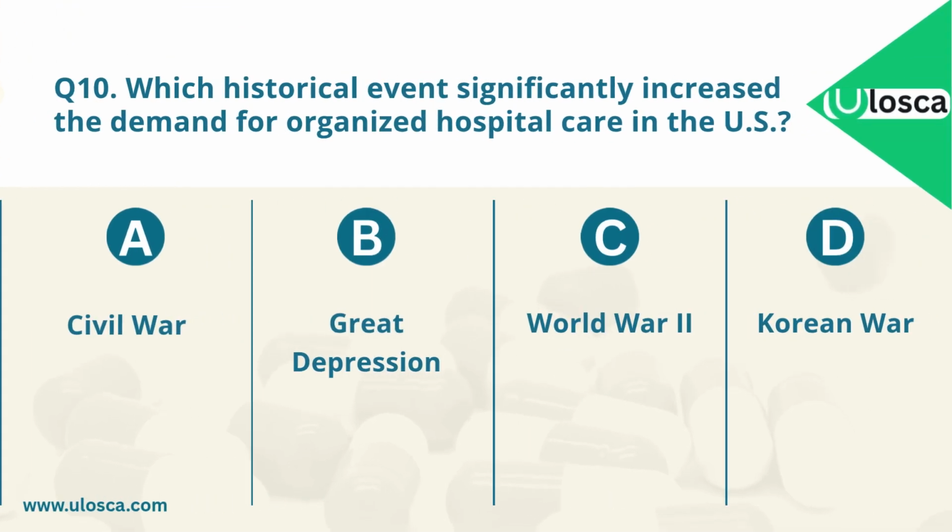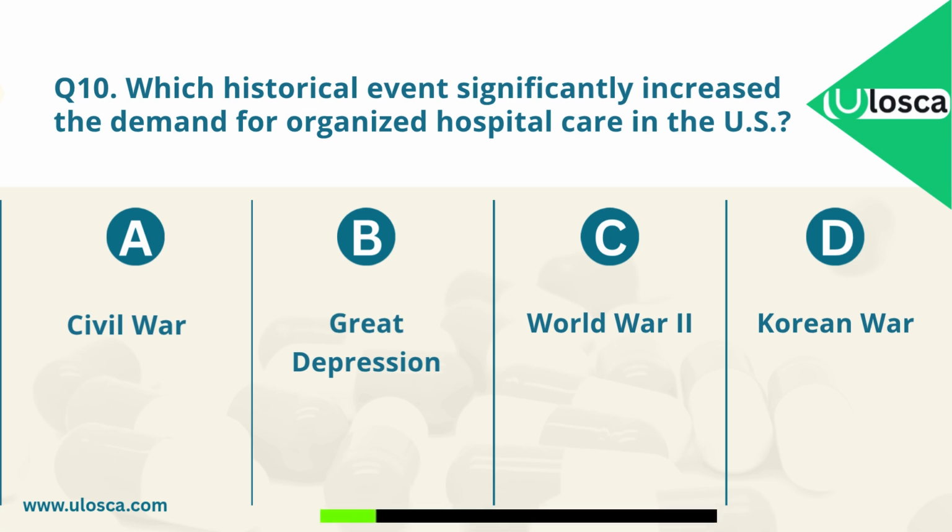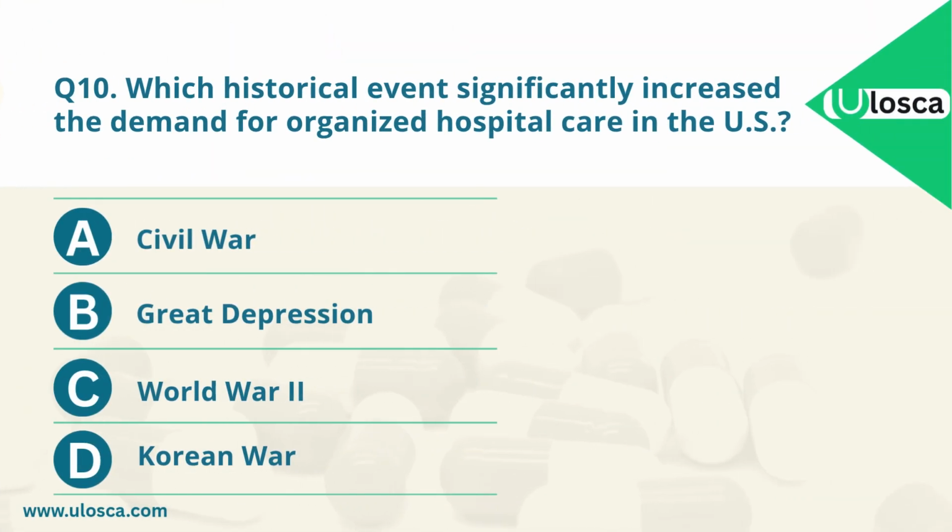Question 10. Which historical events significantly increased the demand for organized hospital care in the U.S.? A. Civil War. B. Great Depression. C. World War II. D. Korean War. Which one is the correct answer? The correct answer is C. World War II.